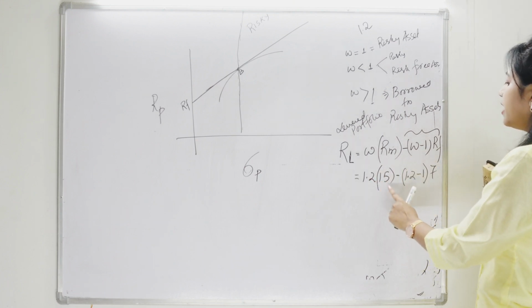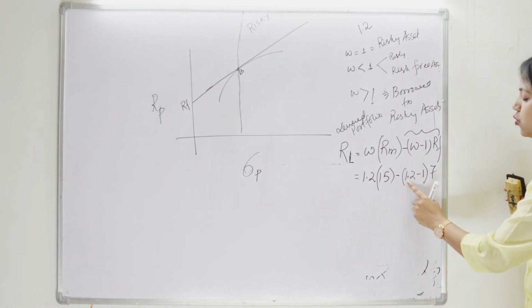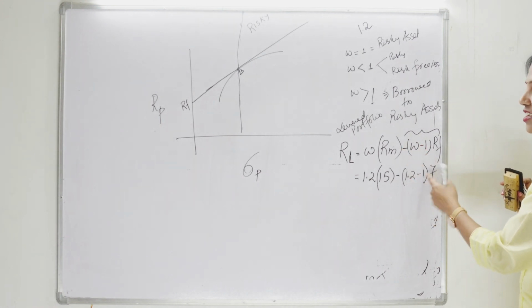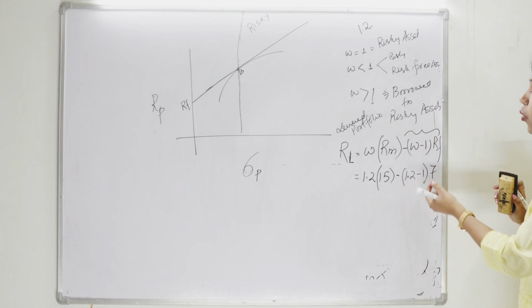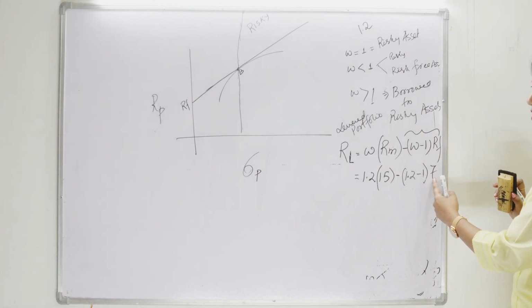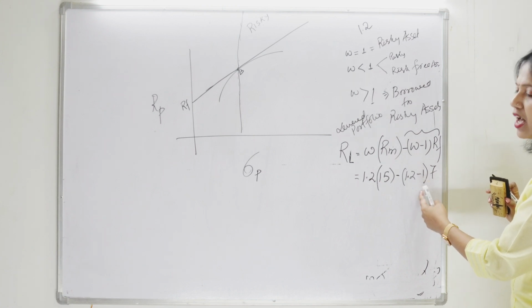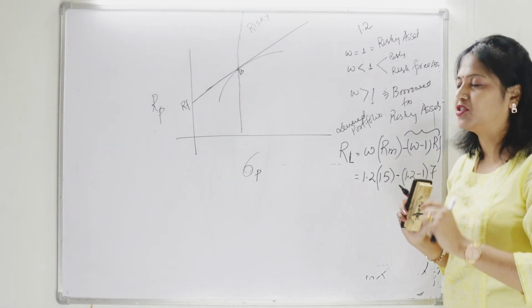Okay. Now 1.2 minus 1 represents what? 1.2 is the total money, 1 is my own money. So 1.2 minus 1 is 0.2. 0.2 represents my borrowed money, and borrowed money into 7. That means whatever money I have borrowed, I have to repay at the rate of 7, that is the risk-free return. This is an assumption.